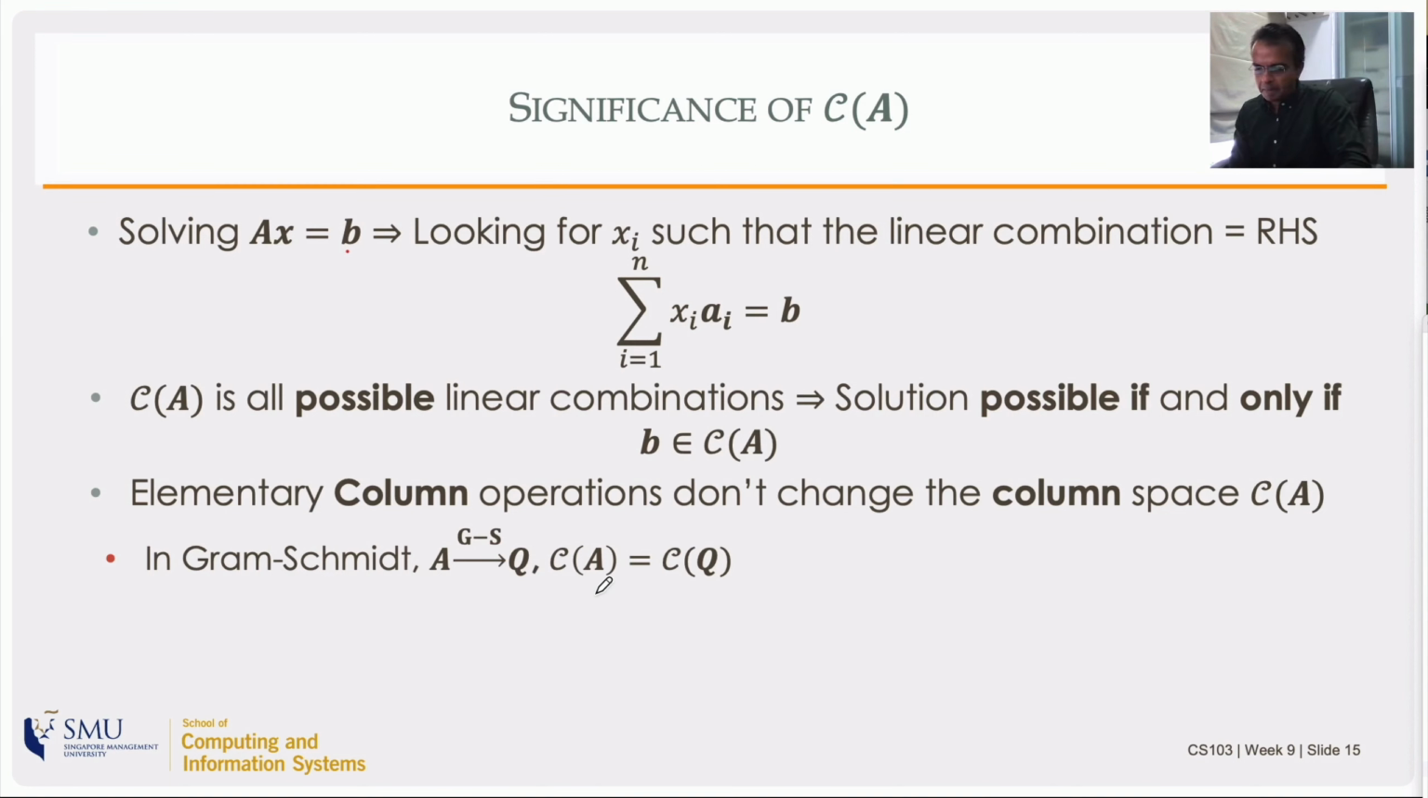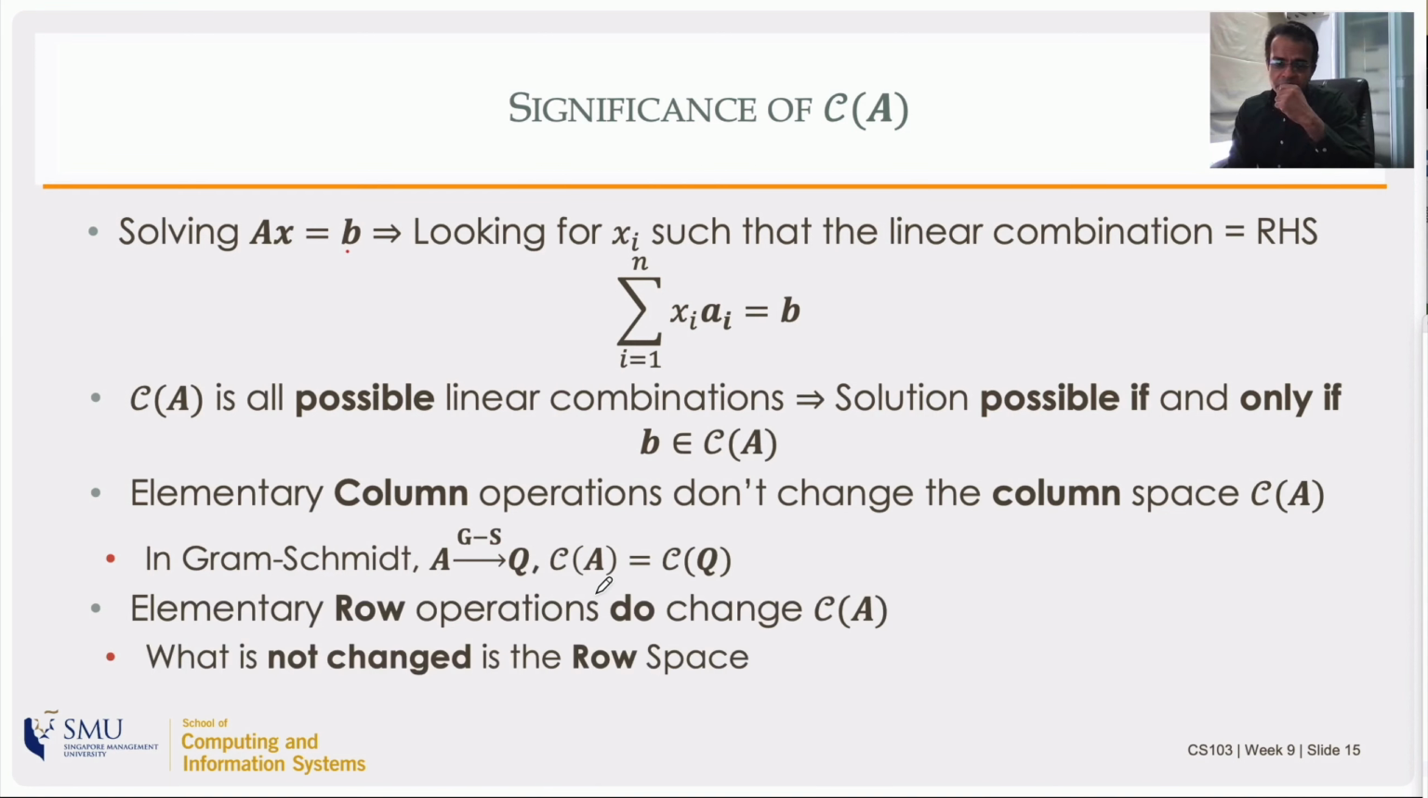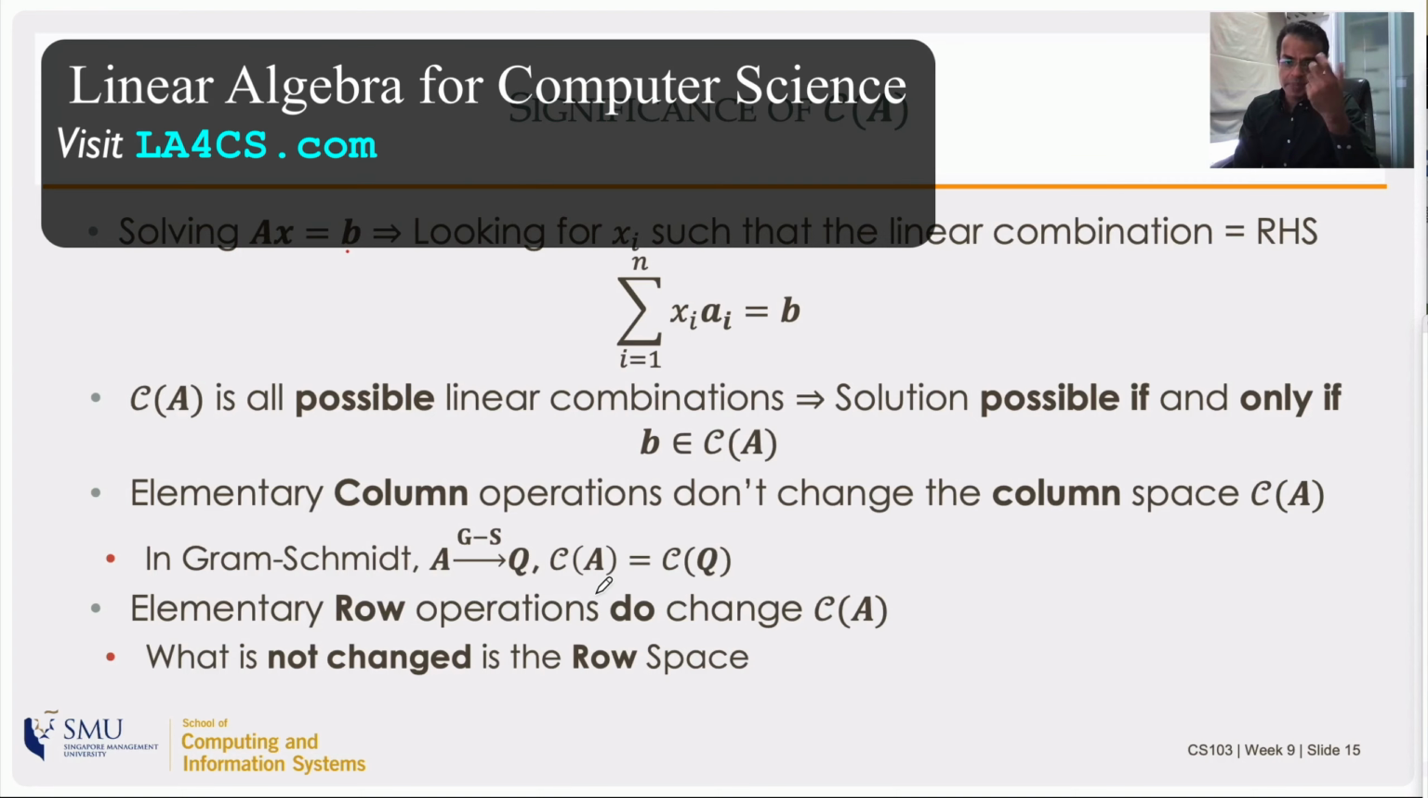On the other hand, elementary row operations do change the column space because you're actually messing with the elements. What will not change in that case is some other space, which we might call the row space, because you're taking linear combinations of rows. And if you think of all possible linear combinations of the rows of a matrix as a space, that would be the row space.